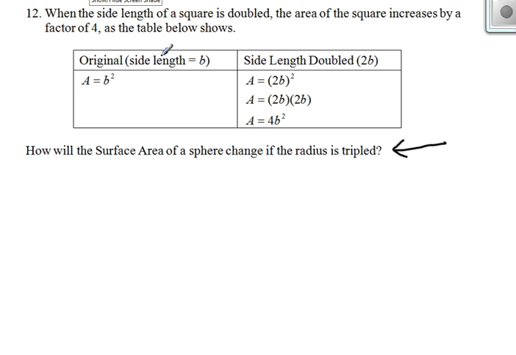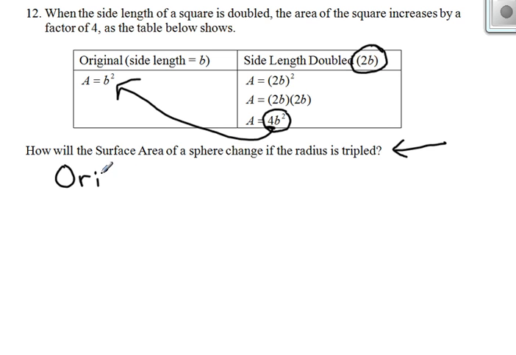So the original side length is b, and therefore the original area is b squared. If I instead have 2b, then the area would be 2b squared, which is 2b times 2b, which is 4b squared, which is therefore 4 times as big as it was originally. So let's see how to use the same idea and do this. How will the surface area of a sphere change if the radius is tripled? So let's talk about originally.